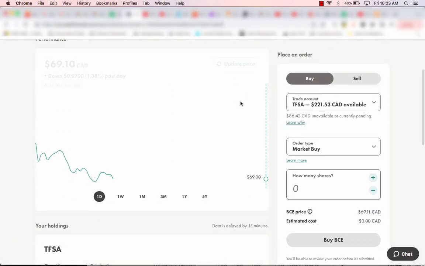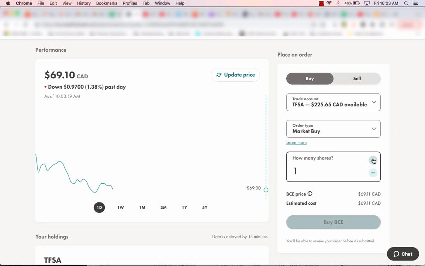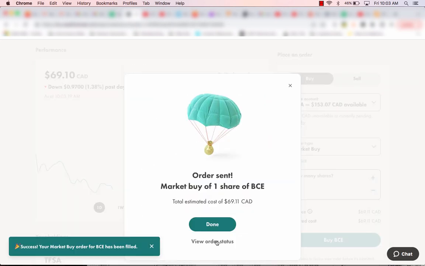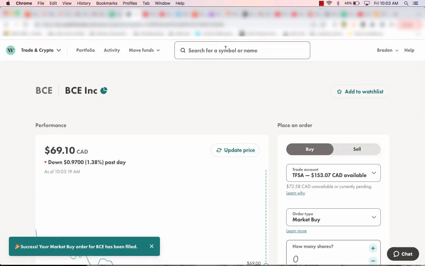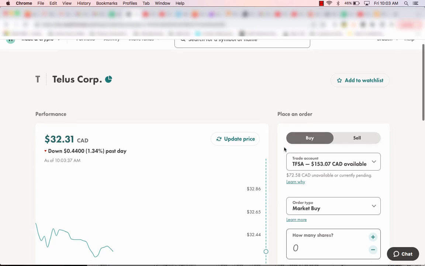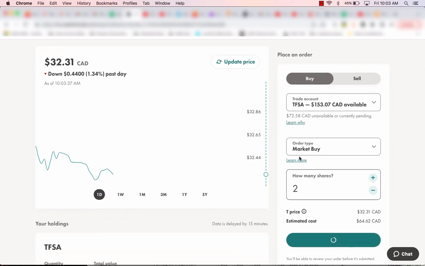Next up, I wanted to pick up some Bell, BCE. And with these guys, they're also kind of expensive, so I just want to pick up 1 share of them for about $70. I'm going to buy that also at a market order. Hit done there. And then TELUS was another one. I think you have to type that in. Yeah, there we go. And with TELUS, they're a little bit cheaper, so I think I got to take like 2. Yeah, for like $64.